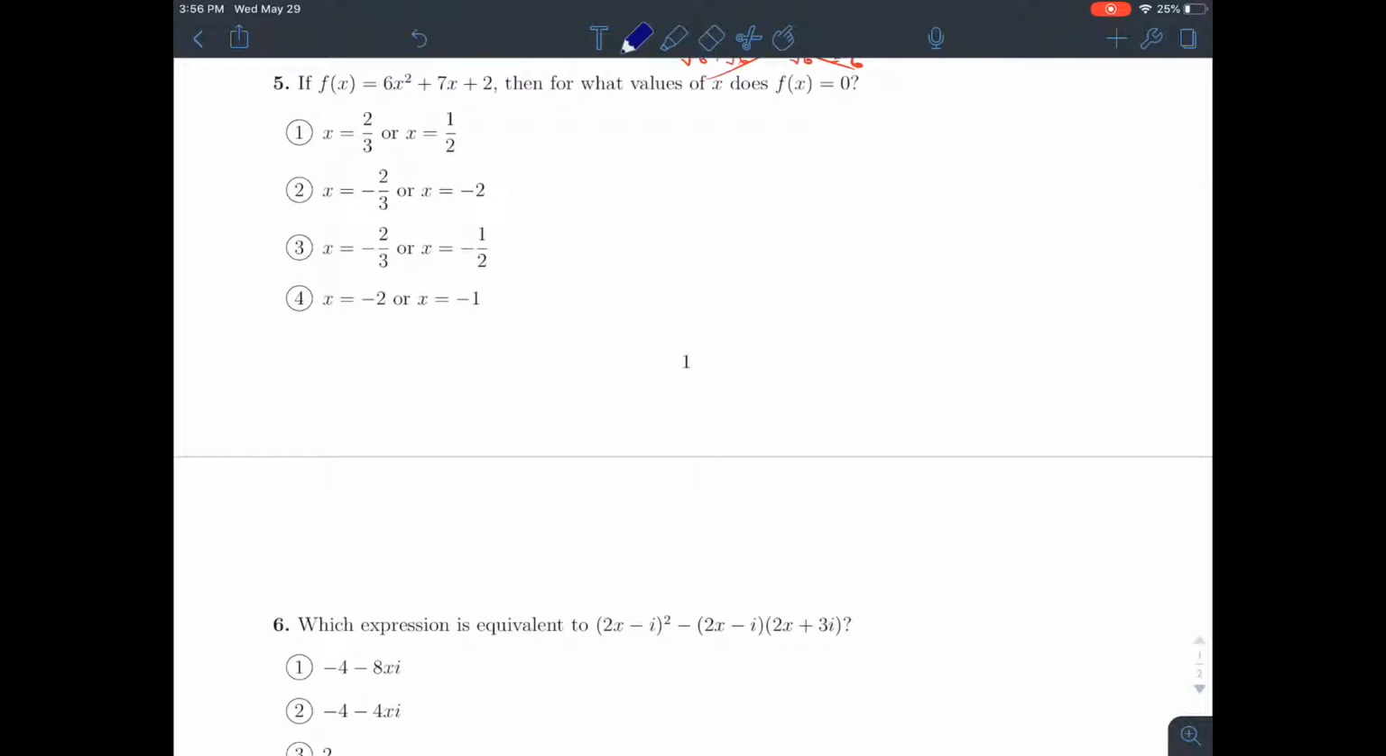If f of x is this, for what values of x does f of x equal 0? So we set this equal to 0. Now, this is tricky. It's not sum and product. It's not difference of squares. It's not GCF. Nothing divides all of these. It's not grouping. So I think that the two classes had different names for this technique, but this is the factoring method where a is not 1.